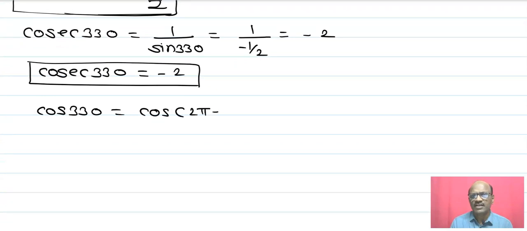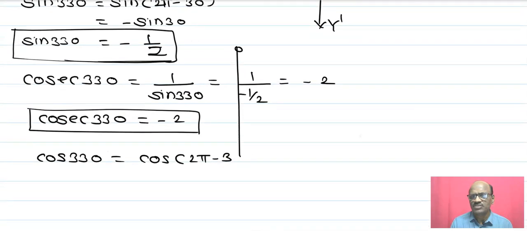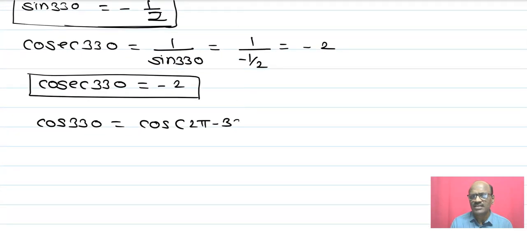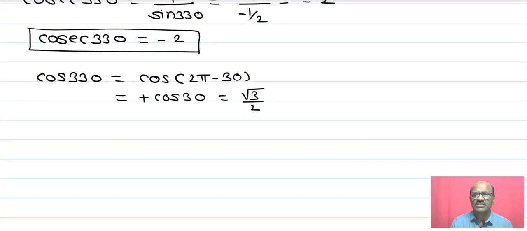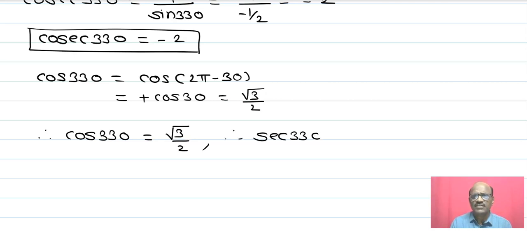Now the cos of 330. Now see this, cos is positive in the fourth quadrant. It is written as cos of 2 pi minus 30. It remains cos of 30 only. What is the cos 30? It's root 3 upon 2. This is the value. Now what about the sec of 330? It's the reciprocal of cos of 330, that is 2 upon root 3. Therefore, sec of 330 is equal to 2 upon root 3.